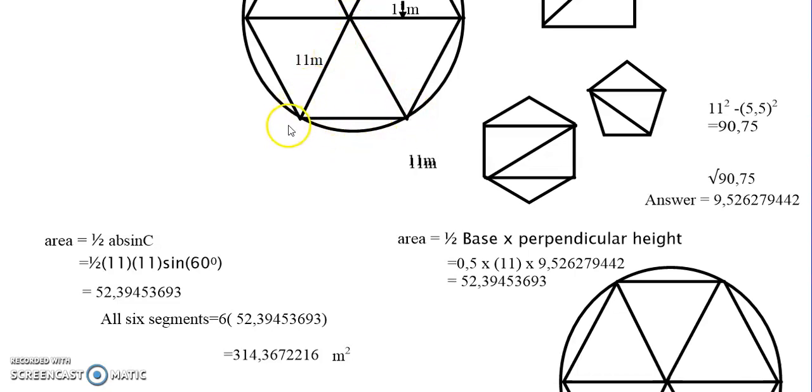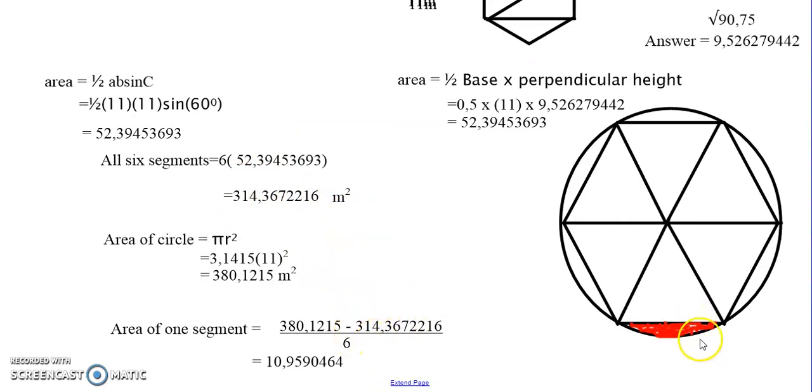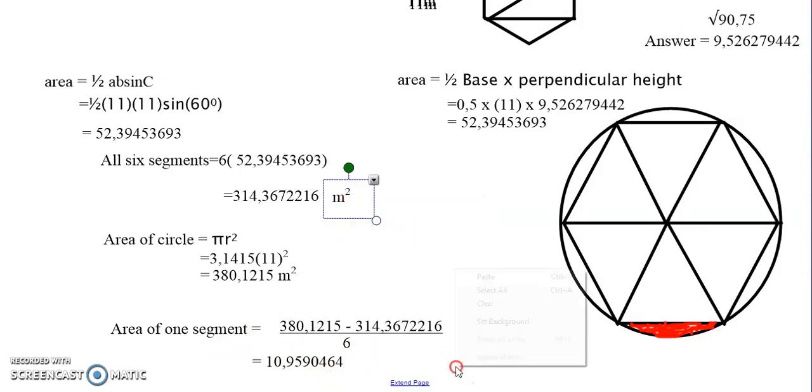Now, if I only want this, I need to take the area of this whole section and subtract the area of the triangle, which was 314, and then divide the remaining area by the 6 sectors that is left. So, after I've done the calculation, my answer comes to 10,9090464 meters squared. That is the area of one of these segments that is available here.